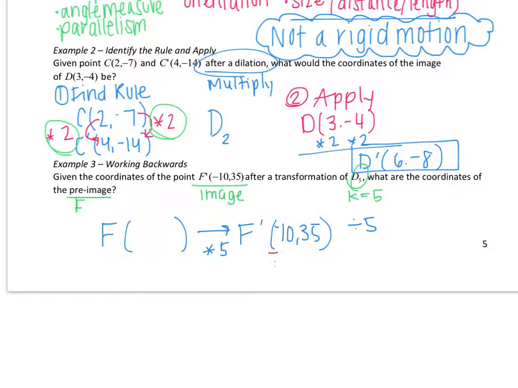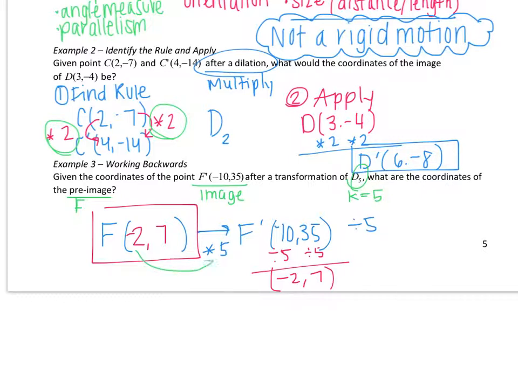So I'm going to take each of these and divide by 5, divide by 5. -10 divided by 5 is -2. 35 divided by 5 is +7. That means that F is at -2, +7. And again, we can check our work here by taking -2 multiplying by 5 to get -10, and taking +7 and multiplying by 5 to get +35.